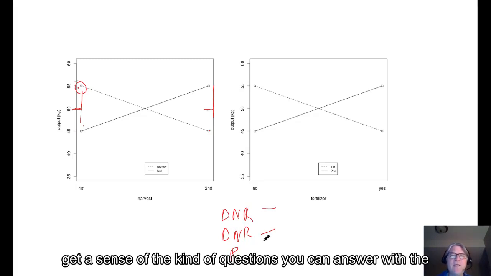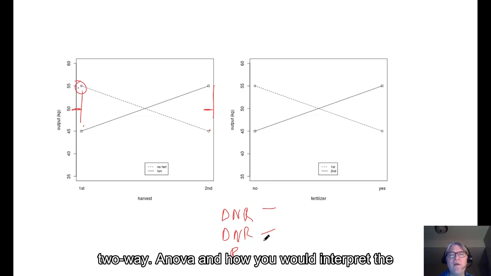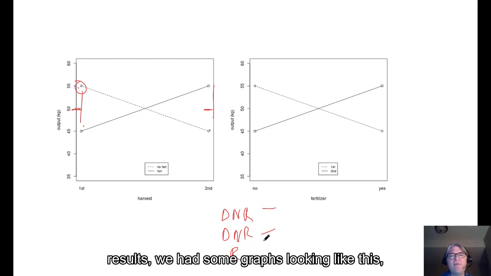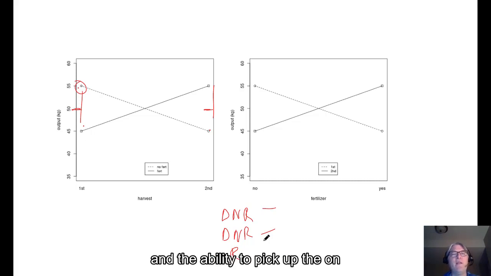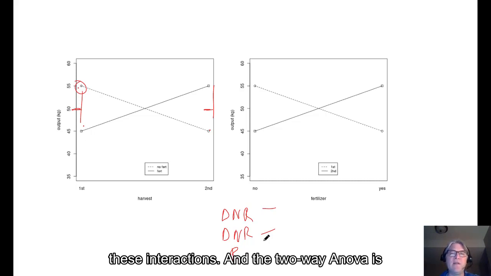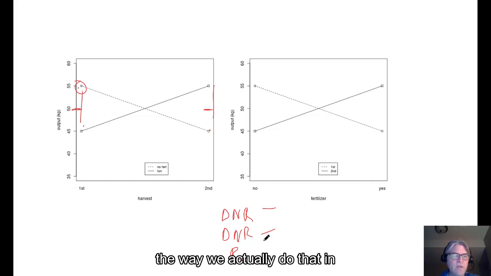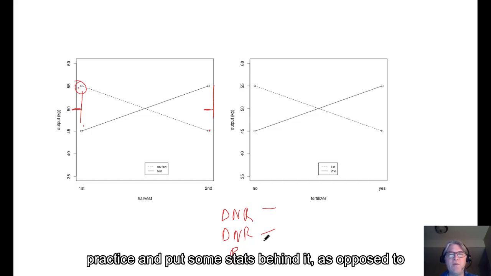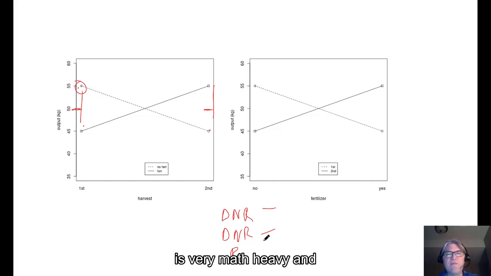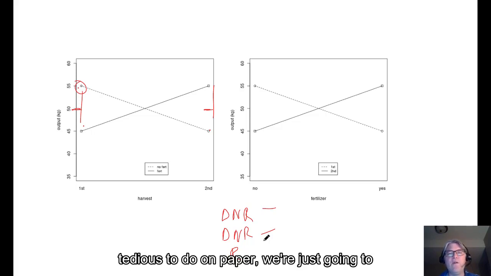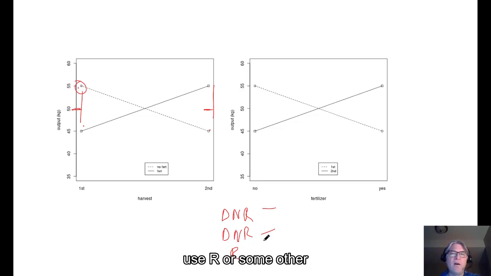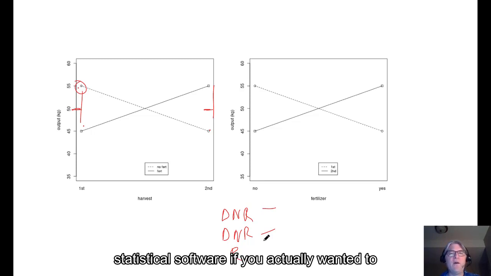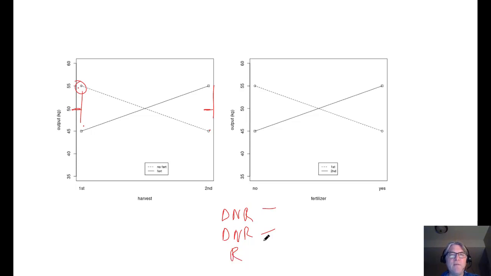So hopefully you can get a sense of the kind of questions you can answer with the two-way ANOVA and how you would interpret the results. We had some graphs looking like this a couple weeks ago when we were talking about experimental design, because we were talking about factorial analysis and the ability to pick up on these interactions. And the two-way ANOVA is the way we actually do that in practice and put some stats behind it, as opposed to just the figures. But since the analysis is very math heavy and tedious to do on paper, we're just going to make sure that you can interpret the figures for this one. You would use R or some other statistical software if you actually wanted to perform one of these tests. Okay.